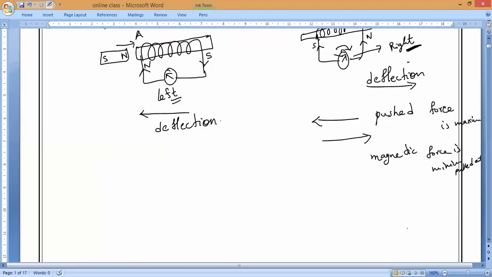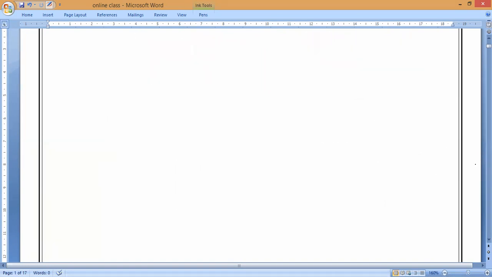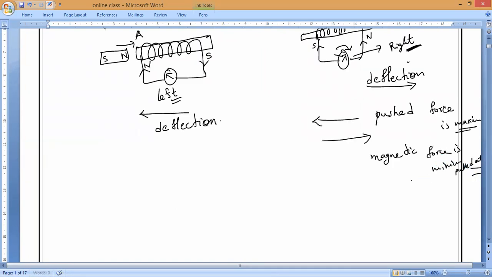That is what you have to remember. When maximum current is induced, the magnetic force is maximum, meaning when we push the magnet in, the magnetic force is maximum. When we pull it out, the magnetic force is minimum.